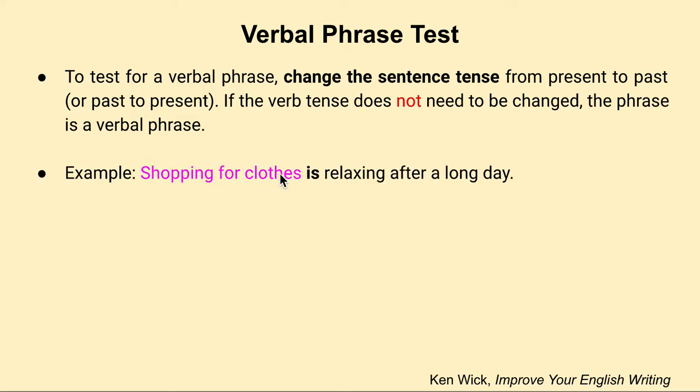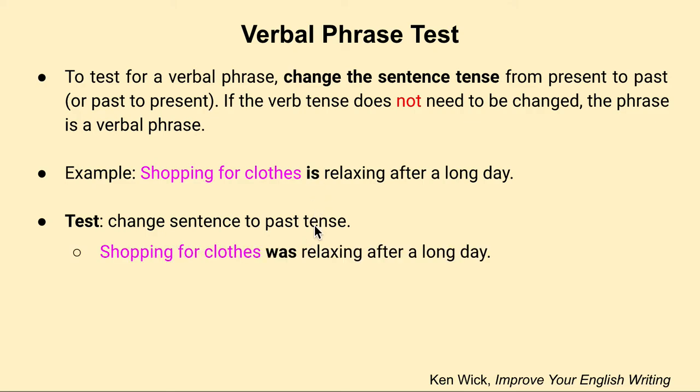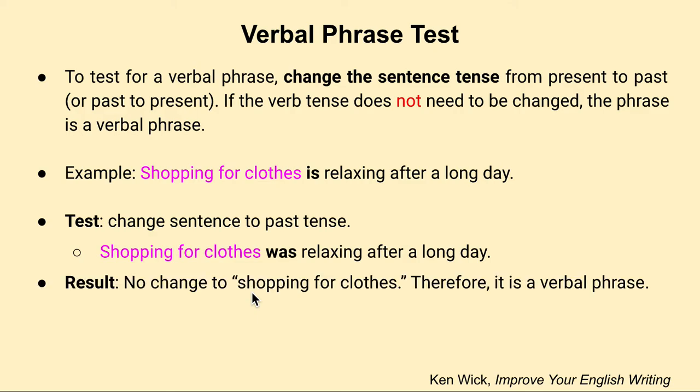So we're using this example, shopping for clothes is relaxing after a long day. Now we know this is already a verbal phrase, but let's go through the test. Maybe I should use an example where we don't know, but we do know the answer here. So if we're going to change it to past tense, I did highlight the verb. If you want to change that to past tense, you'd say shopping for clothes was relaxing after a long day. So you don't change the tense of shopping, but you did change the tense of this verb. So since we didn't change the tense of the verb, we definitely know shopping for clothes is a verbal phrase.